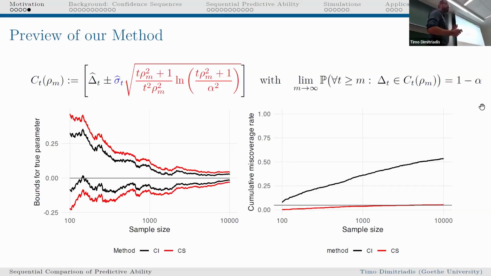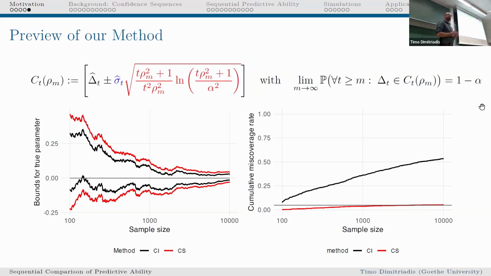The sequence we're proposing is the sample mean, where t is the running index that you increase, plus or minus a variance estimator, or standard deviation estimator S, as in standard confidence intervals. And the big difference is that instead of the standard normal quantile, we have this term which is a bit more involved. We'll come to that.